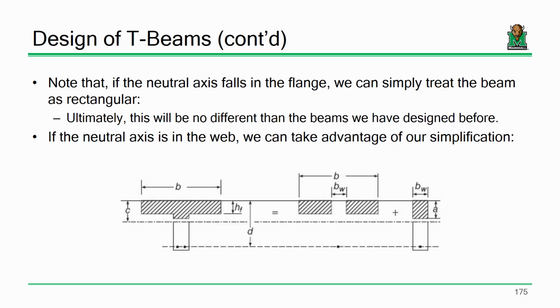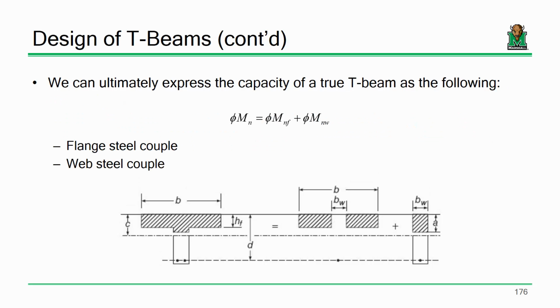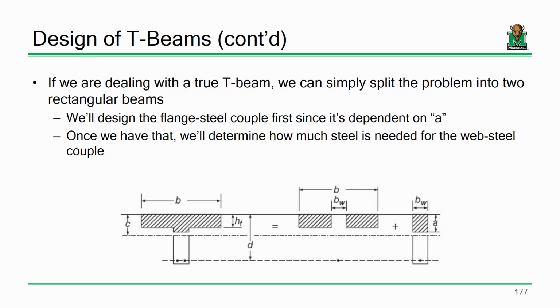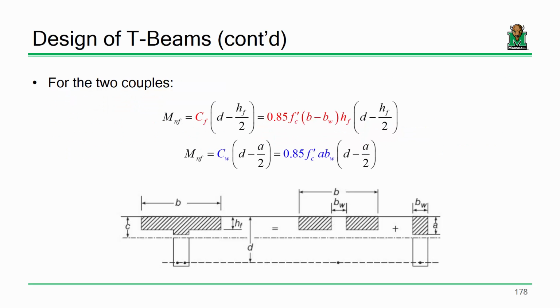Now, the way that we do that is we say, well, based on this geometry, I can calculate a phi Mn for the flange couple and a phi Mn for the web couple. And for each of those phi Mn's, there's going to be a corresponding area that we compute. Because the geometry of this first one, this flange steel couple, is known, we can actually just directly solve for how much steel we need there.